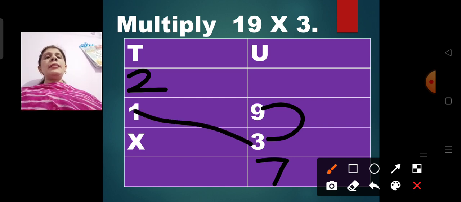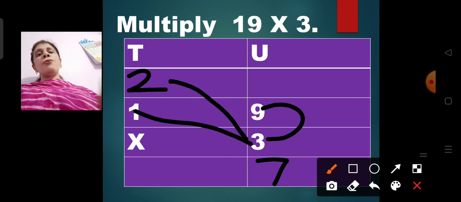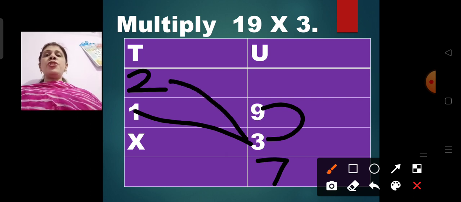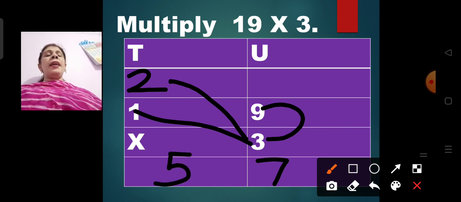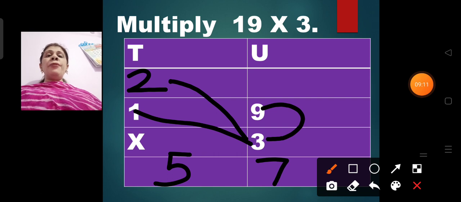Now 1 3 is 3 and I will add this 2 to that 3. So 3 plus 2 is 5. So I will write here 5. So I get my answer 57. When I multiply 19 into 3, I get my answer 57. That means 19 3s is 57.